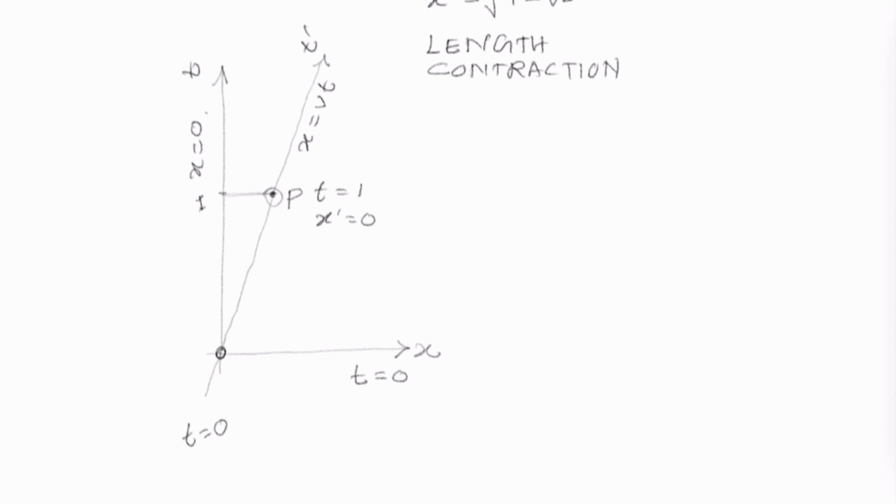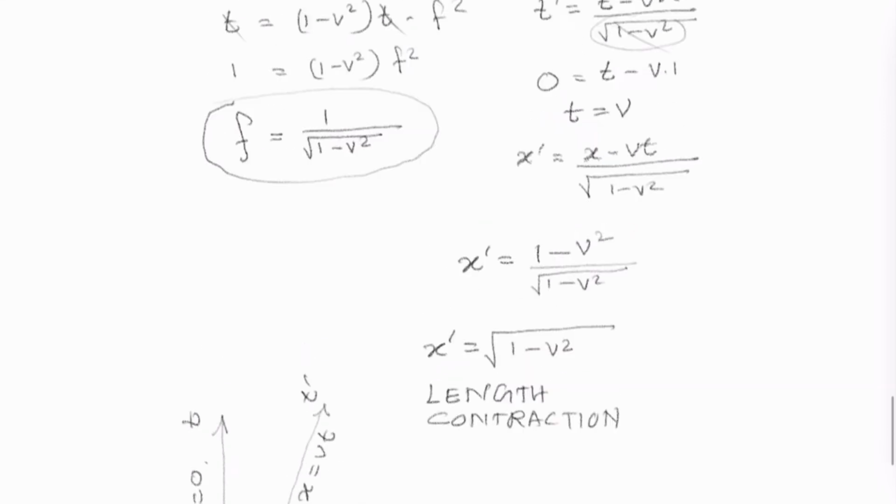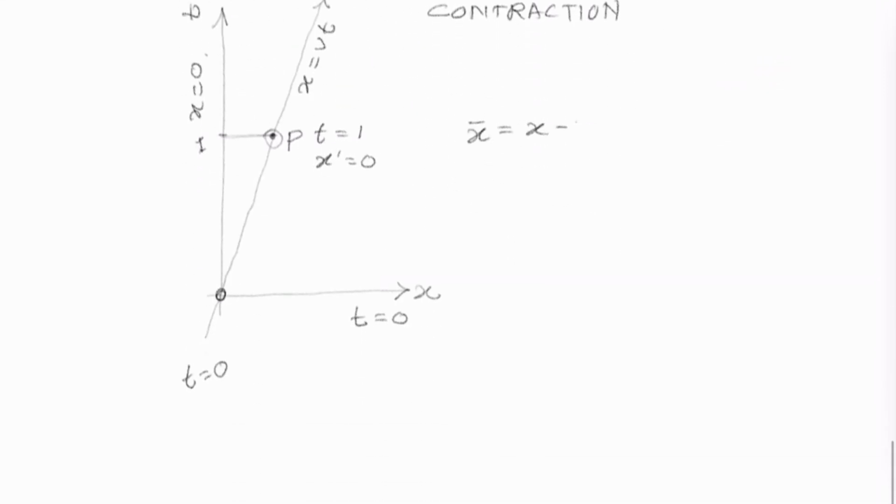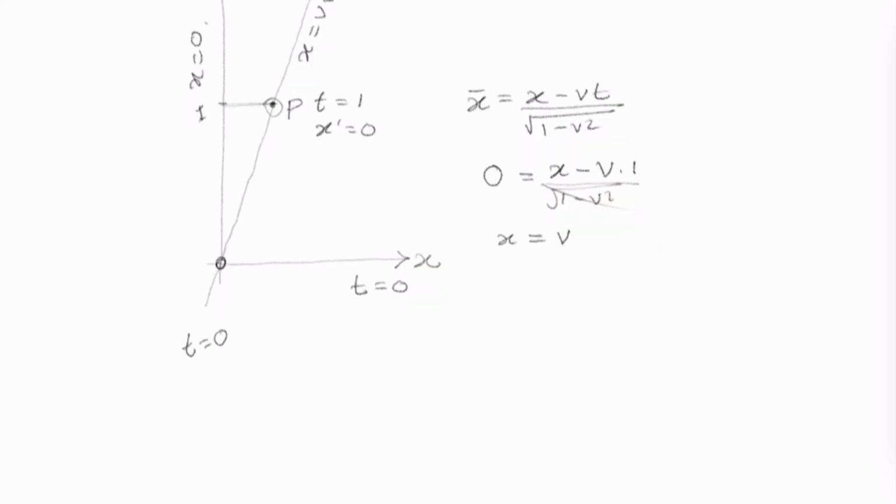Let's apply the Lorentz transformations. x bar equals (x minus vt) over square root of 1 minus v squared. x bar equals 0. Then x minus v times t is 1 over 1 minus v squared. So this shows x is v.